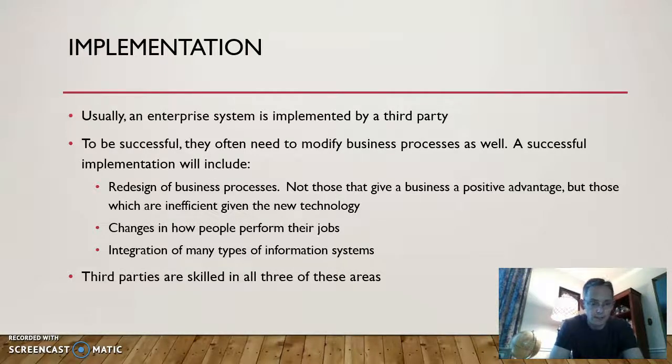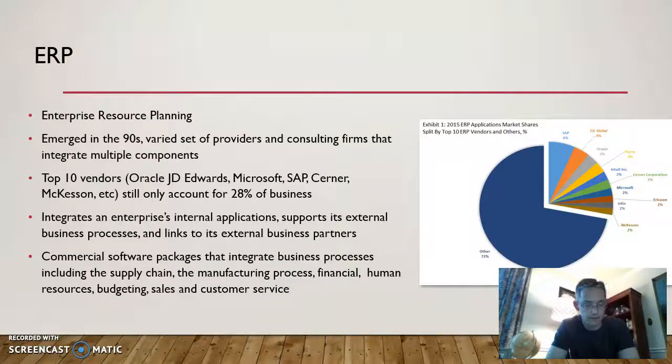So a successful implementation is going to include a redesign of your business processes, not those that give a business positive advantage, but those that were inefficient given the new technology, right? So we're looking to improve based on best practices, not only with the technology, but what they built the technology to improve in a lot of businesses over time, so you can benefit from that. There'll be changes in how people perform their jobs, and integration of a lot of types of IS systems. And these third-party companies are very skilled at doing these things, okay?